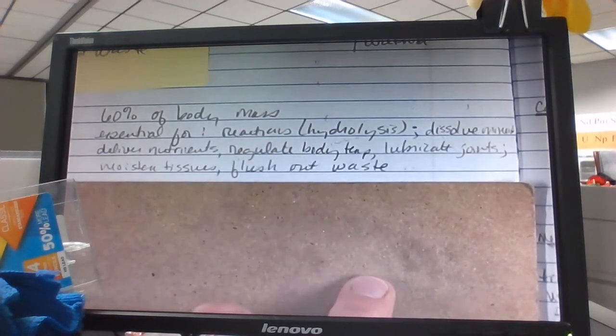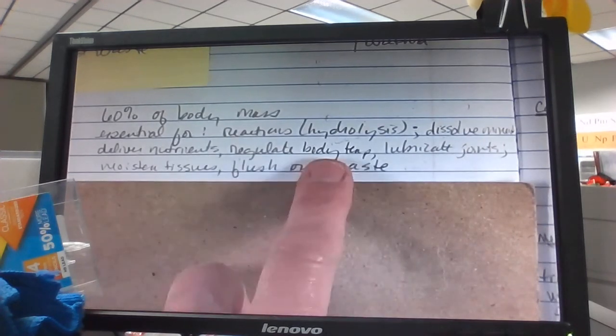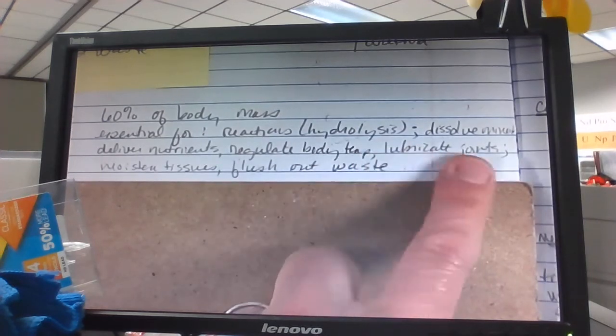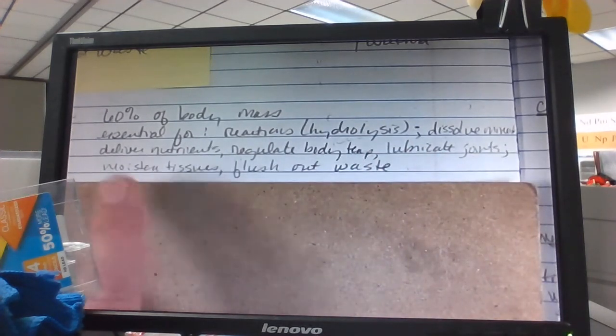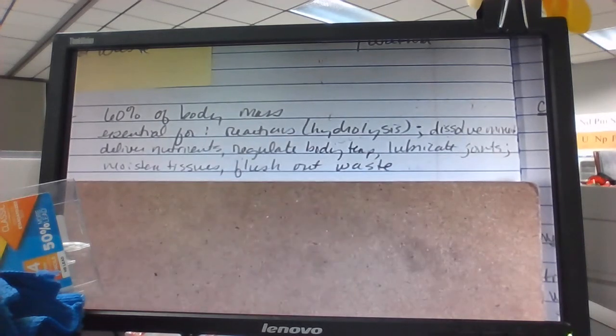regulate body temperature. It can absorb a lot of heat, and you lose a lot of heat when you evaporate water off the surface of your skin. It helps to lubricate joints, moisten tissues like the surfactant that we mentioned in our lungs, keeps the alveoli in our lungs from sticking together, and helps to flush out waste.